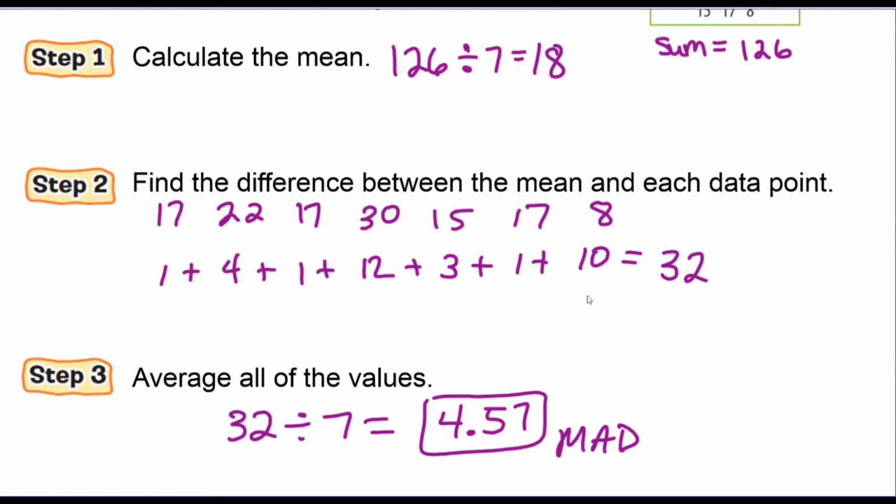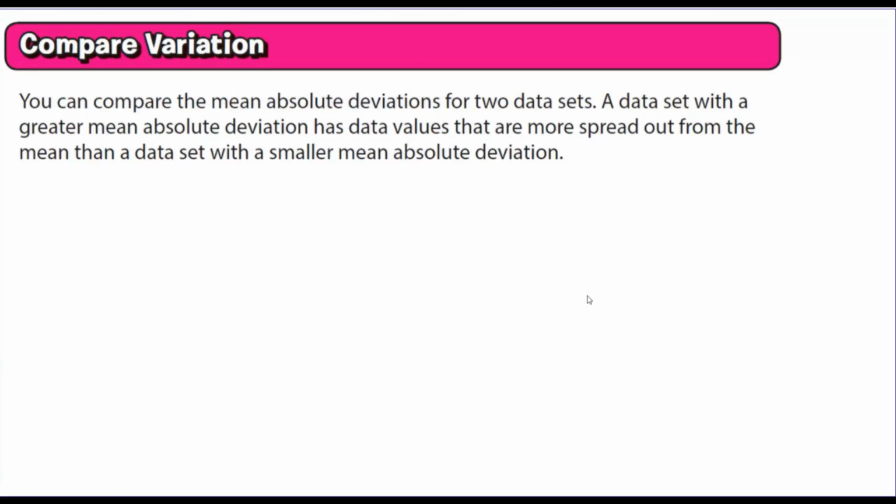So again, just like the IQR and just like the range, a smaller MAD tells me that my data values are more consistent. So we can compare the mean absolute deviations for two data sets. We can use this to compare two sets of data to see which ones are more consistent or which ones vary more.